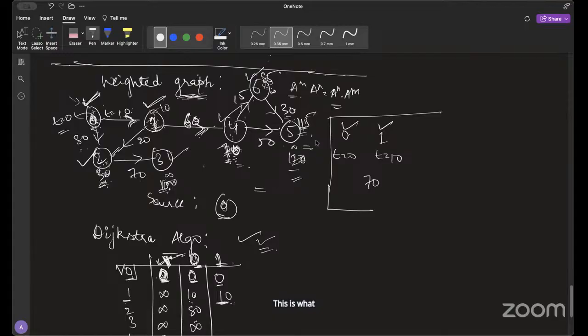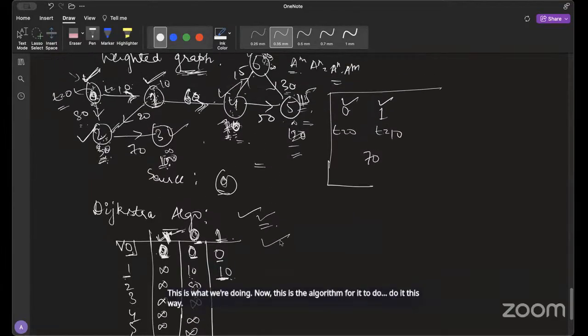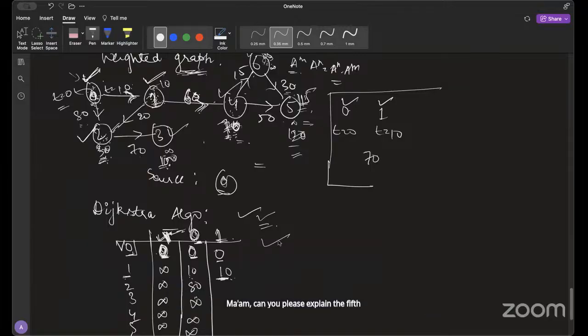This is what we're doing. Now this is the algorithm for it to do it this way. Ma'am, can you just please explain the 5th part again, how it is 115?